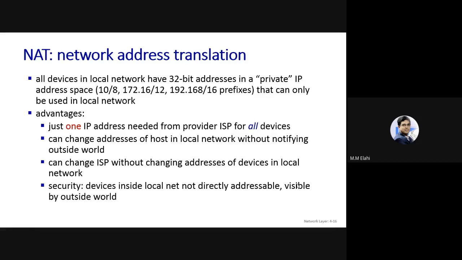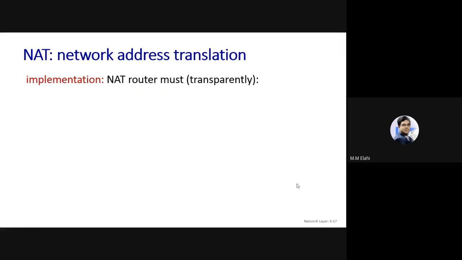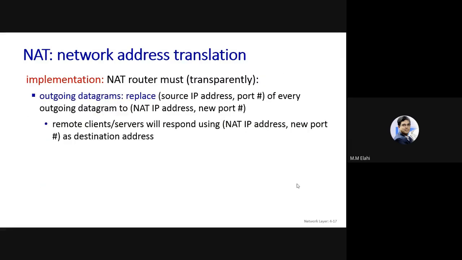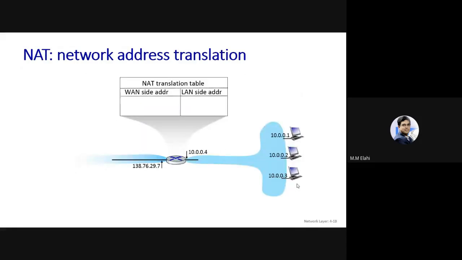Also, you can change the internal addressing mechanism anytime without informing the ISP, because the router is in the middle. So there is no direct connection between the ISP side and my local network side. That is one advantage. Anybody from the internet cannot directly access my network. That is another advantage, that is security. So there are some advantages, and this is how this works.